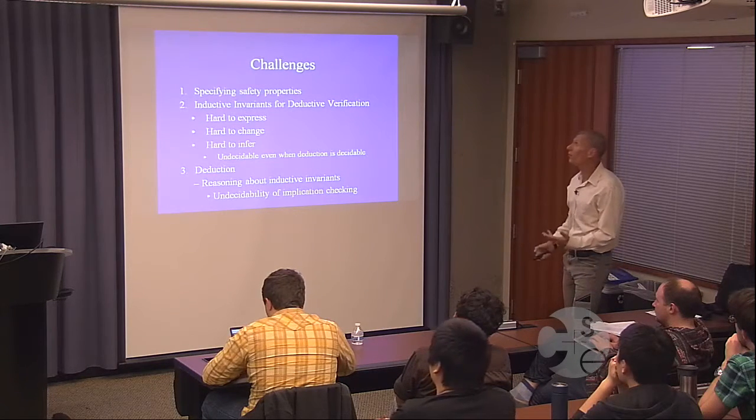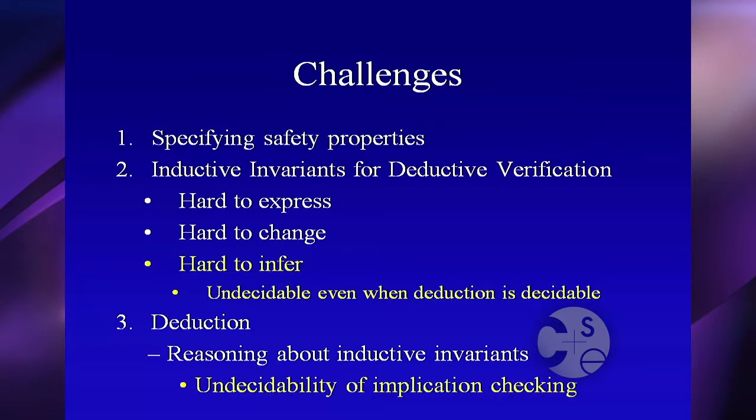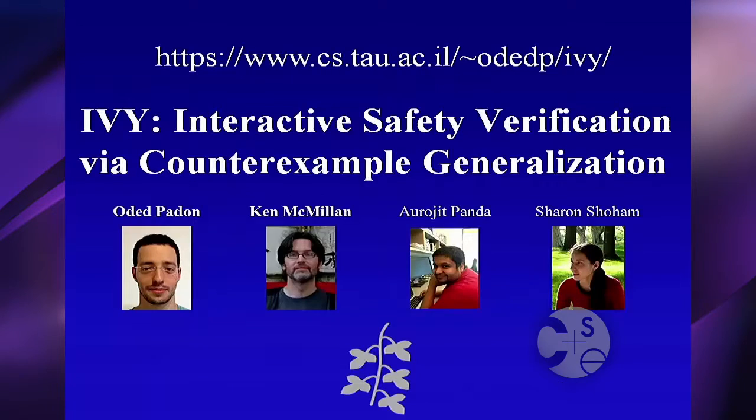So in fact, we now have three challenges. One is that you want to specify the properties. That's very hard. The other one is we have to come up with the inductive invariant, which is also hard. And finally, we have the deduction. Even when you have a candidate inductive invariant, it's in fact undecidable to check it. So there are two undecidable problems that we want to worry about. And you notice that even in the case that deduction is decidable, still this can be undecidable. So we have these very hard problems.